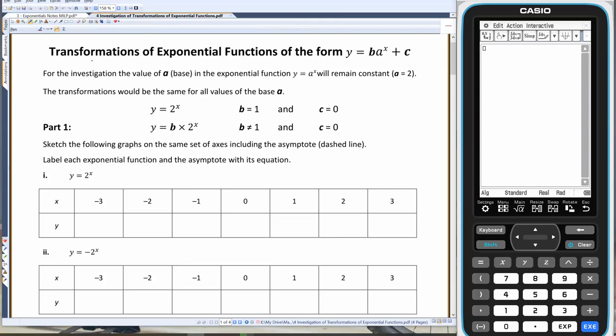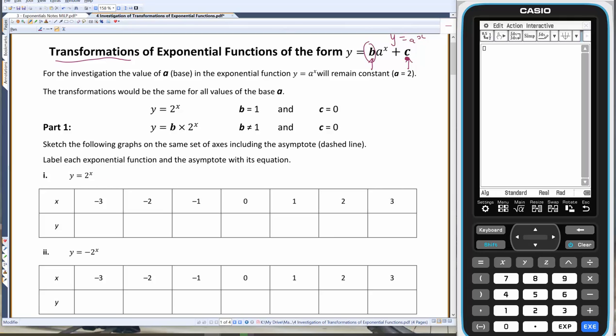Okay, so what you're going to do now is an investigation of transformations of exponential functions. And what we're going to do is change a few things. We're going to put this thing called a b value out the front. So remember, what we've been looking at is y equals a to the x. We're going to slap a b value out the front, and we're going to put this c value on there as well, and see what changing or varying these values does.